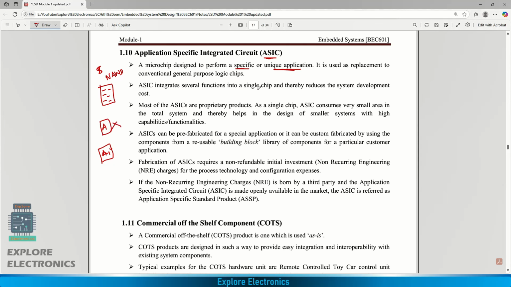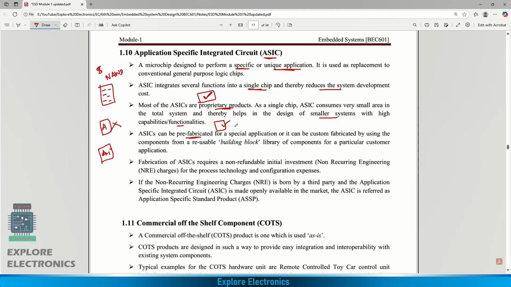So an ASIC integrates several functions into a single chip. That reduces the system development cost. And most ASICs are proprietary products, meaning a particular company will make it and hold all the proprietary information, restricted to that company. It will be used in smaller systems with high capability, and ASICs are prefabricated. It means that before fabrication itself, the functionalities are defined, and then we use it as the requirement comes, right? So some companies will make ASICs for a particular customer.